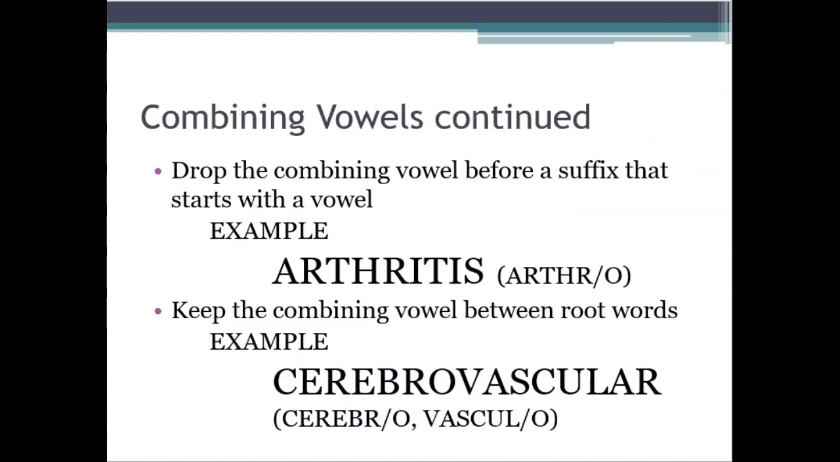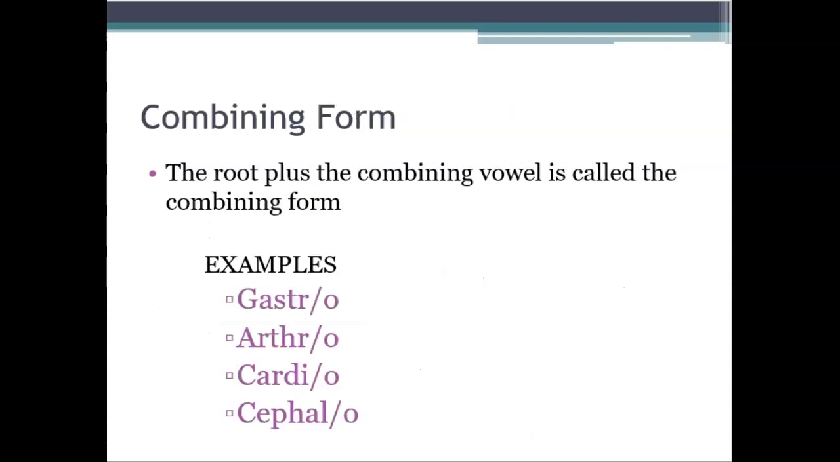Now, when we begin to combine vowels, drop the combining vowel before a suffix. Remember, a suffix is at the end, and this applies when it starts with a vowel. Example, arthritis. Keep the combining vowel between root words. Example, cerebrovascular. The root plus the combining vowel is called the combining form.